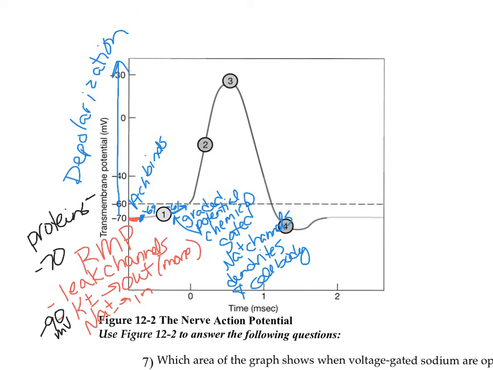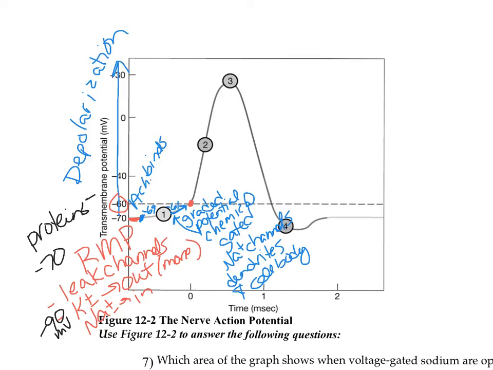And then the next point is what we have right there, threshold. Threshold is negative 60. So when the charge inside the axon, the initial segment of the axon, hits negative 60, what channels get activated to open?